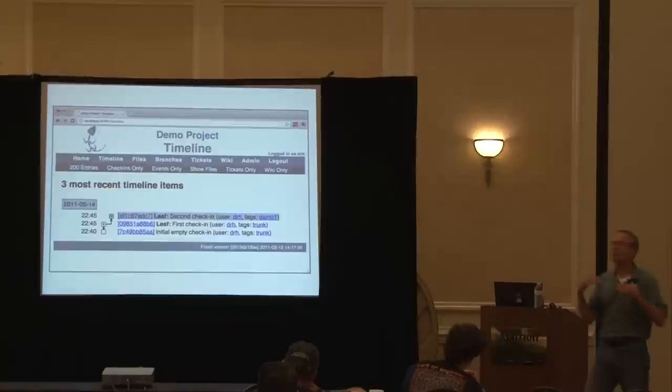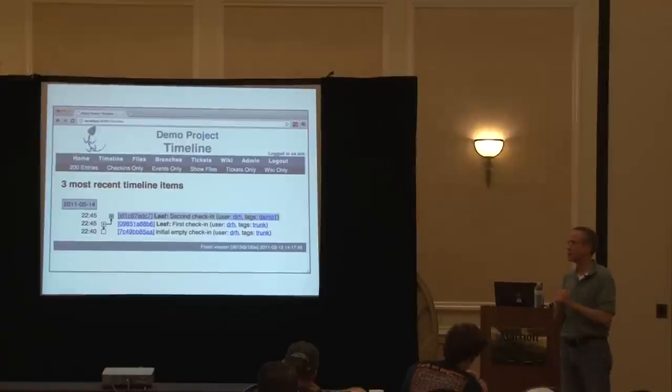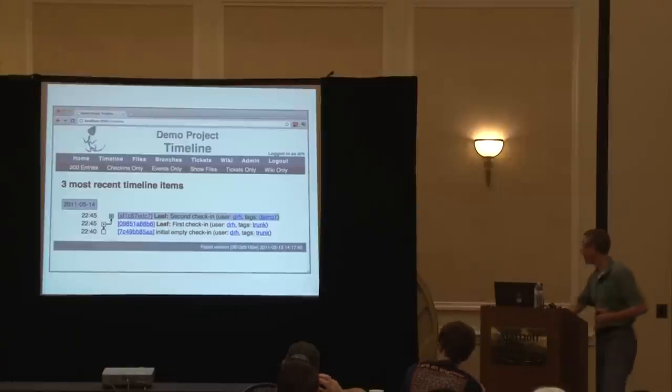Now, Fossil has this idea that it never changes history. There's no rebase command in Fossil. And so it doesn't really change things. It uses the accountant's principle. You don't make changes, you make corrections. The original is still visible, and you can go back and look and see what the original branch was. It just makes a correction to it.